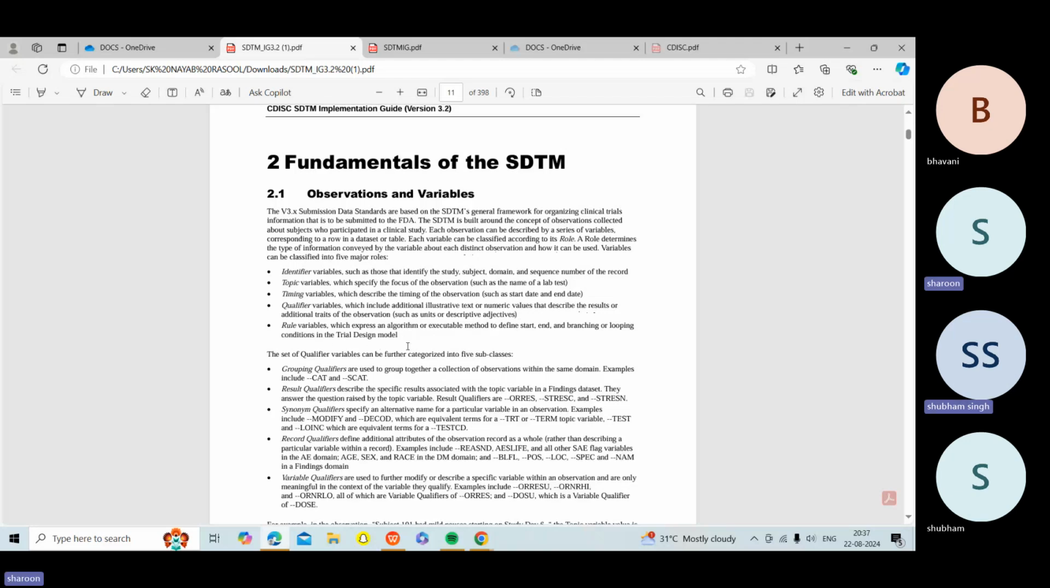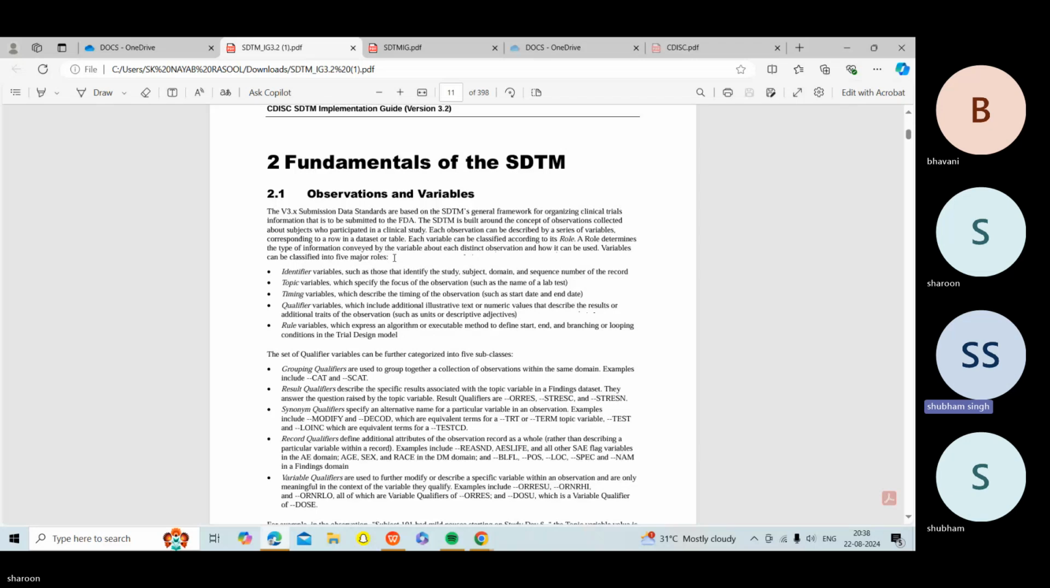Trial design. Yeah, let us try to understand, guys, the first para. Submission data standards are based on SDTM general framework for organizing clinical trial information that is to be submitted to FDA. The SDTM is built around the concept of observations collected about the subjects who participated in a clinical study. See, what we are trying to do is standardize the data. What is data? Data is nothing but observations. In a variable, we store the observation.